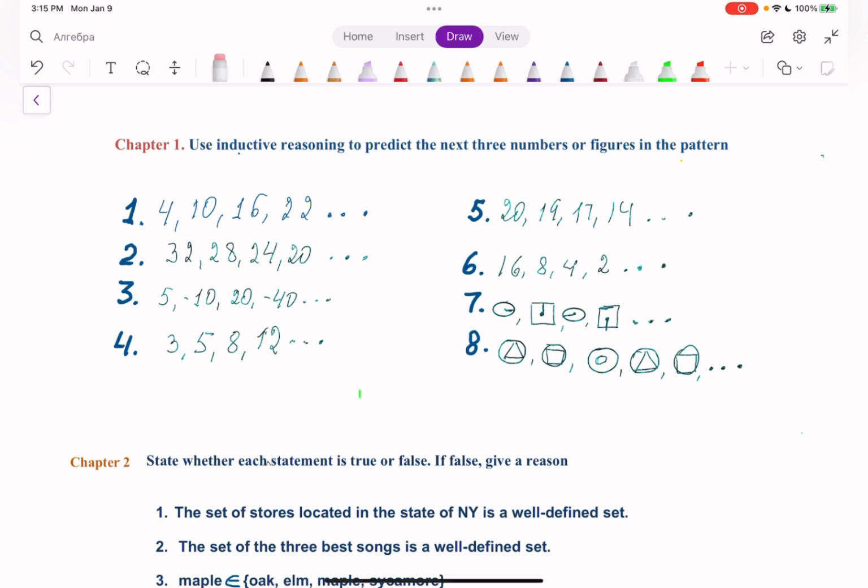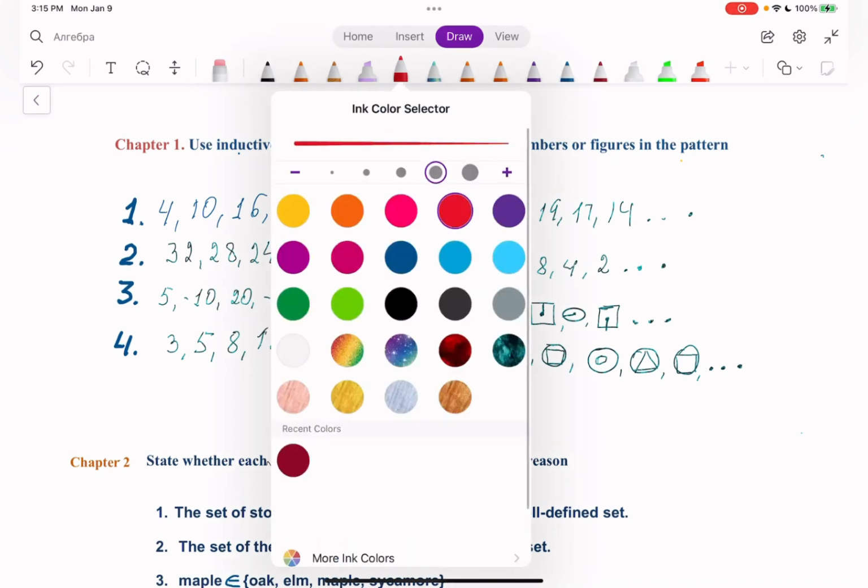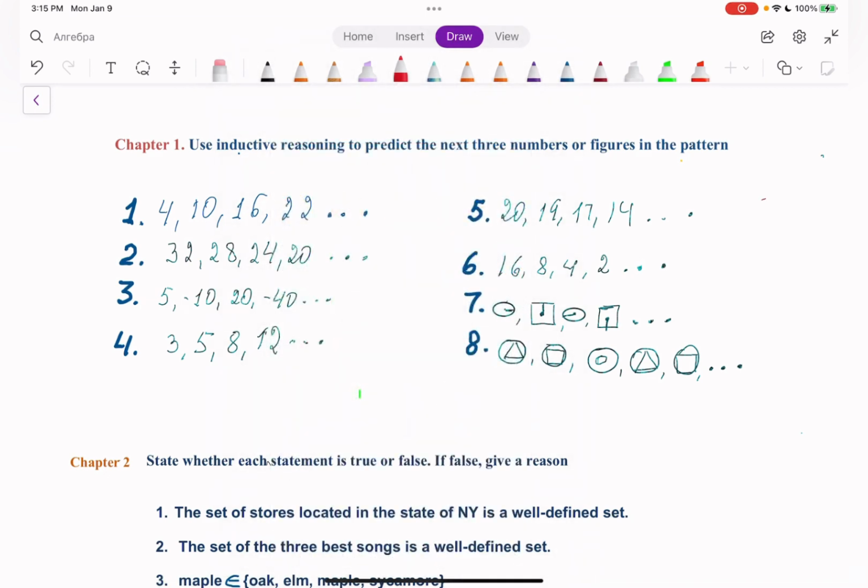I would say, let me see. To get from 4 to 10, I have to add 6. From 10 to 16, add 6. And again, add 6. So next question is next numbers. If we follow this pattern, 22 plus 6 is going to be 28.